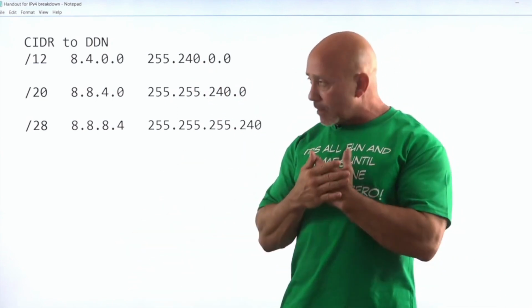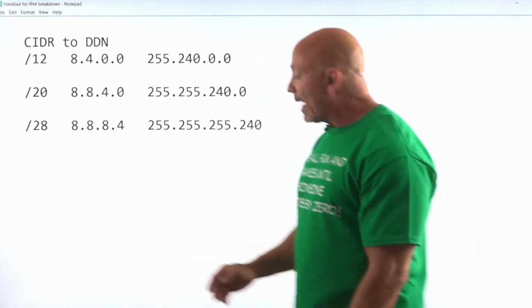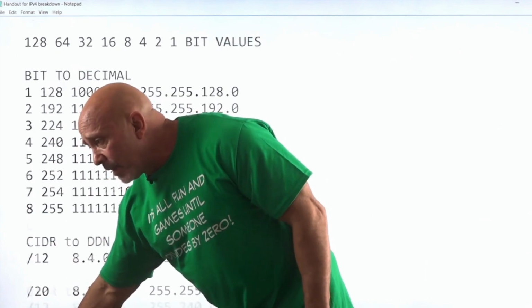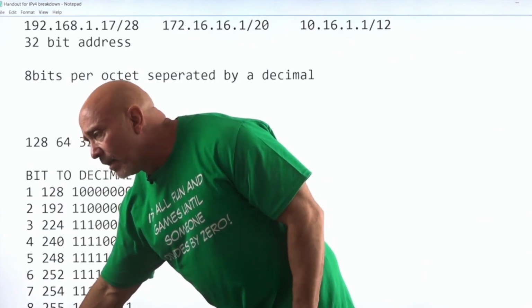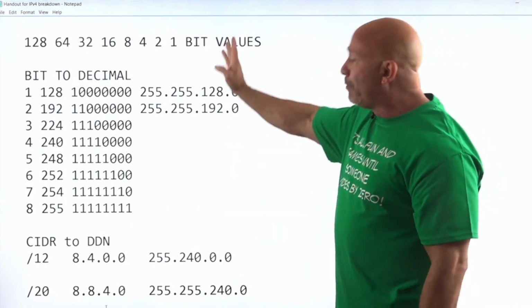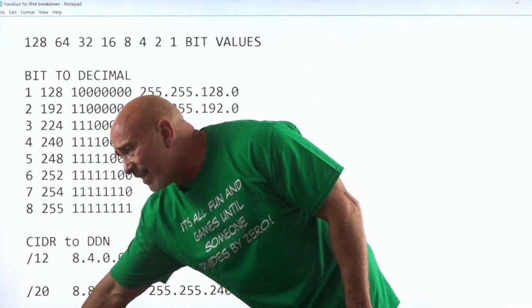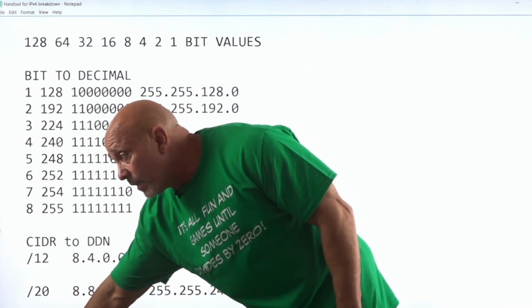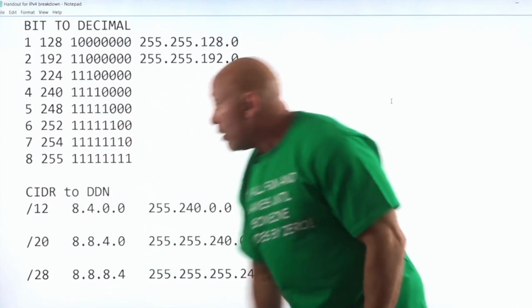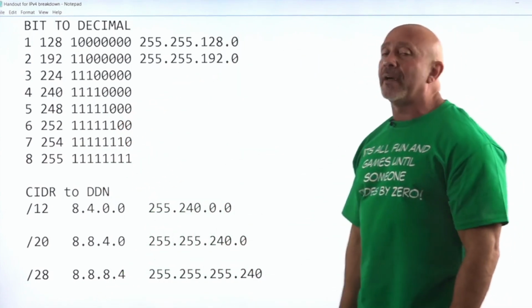Your incrementation is 16. And that's why Cisco likes it. Anyway, so I gave you some handy tables that you can use. Definitely, we know the format, but knowing your bit to decimal table, knowing your bit values, and how to convert from a CIDR to a dotted decimal using this particular bit table.